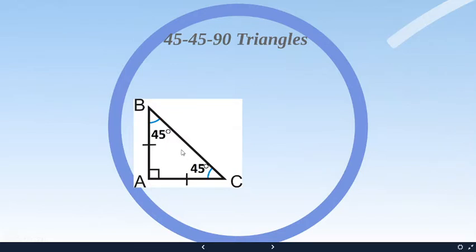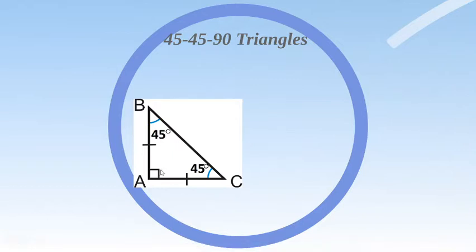If you remember in isosceles triangles, the base angles, or the angles directly across from the congruent sides, are congruent. And all the angles in a triangle add up to 180. So if one of the angles is 90, 180 minus 90 is 90. And if these two angles have to be the same, well, 90 divided by 2 is 45. So if you ever have an isosceles right triangle, you have two angles that are 45 degrees and one angle that is 90 degrees. So keep that in mind.